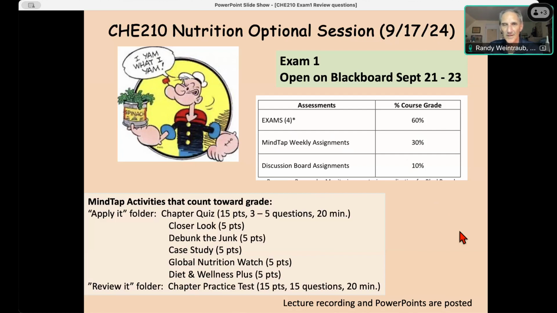So exams are 60%. That comes out to about 14% each one of them, worth about that much. MindTap is 30%, and then the rest is the discussion board.